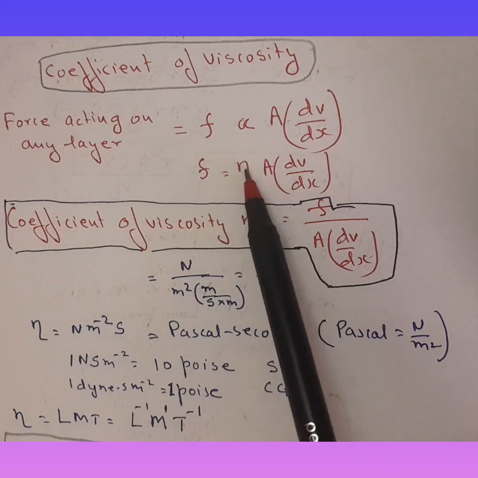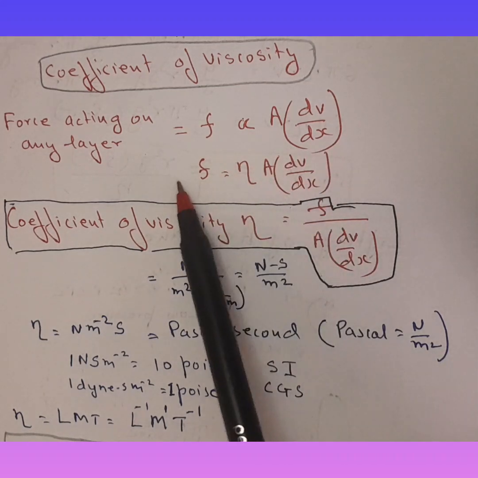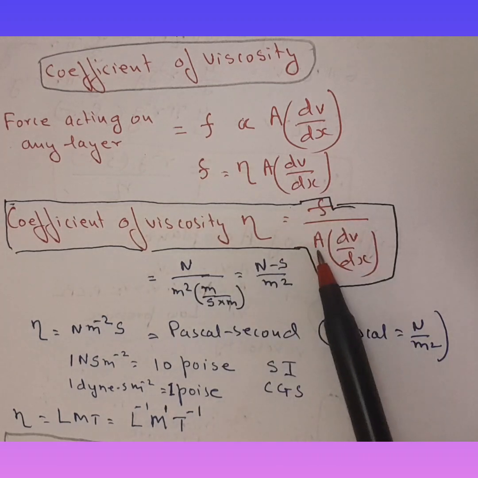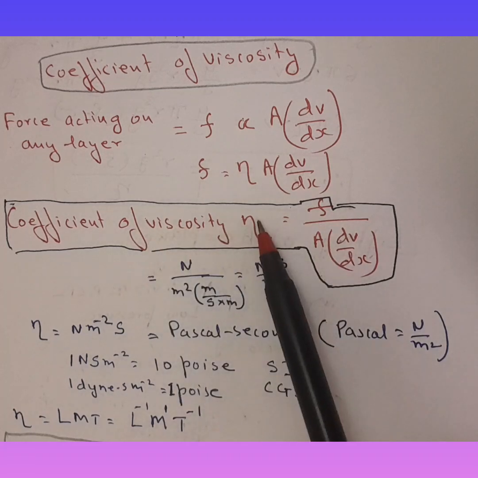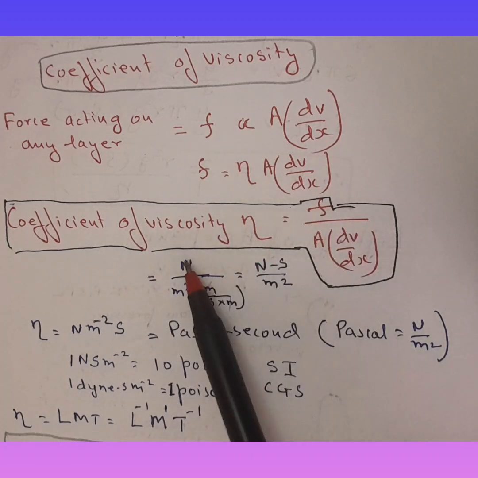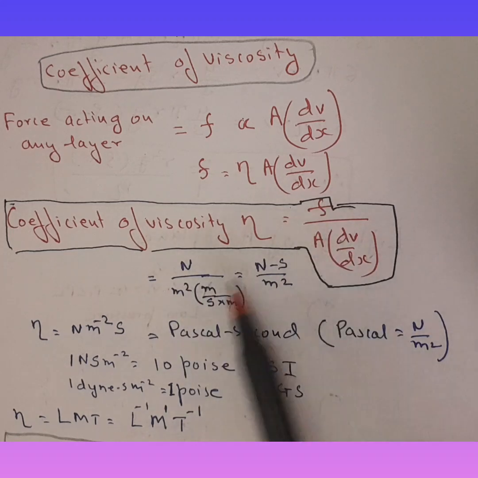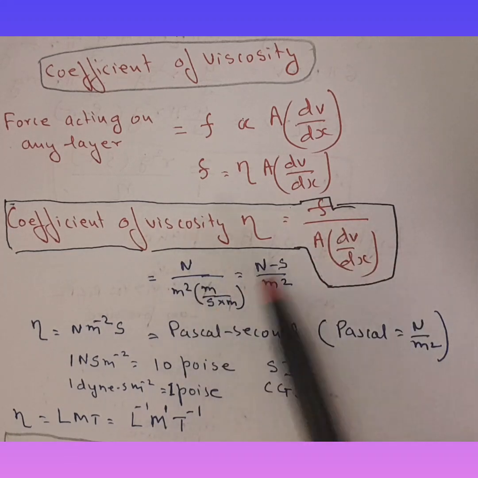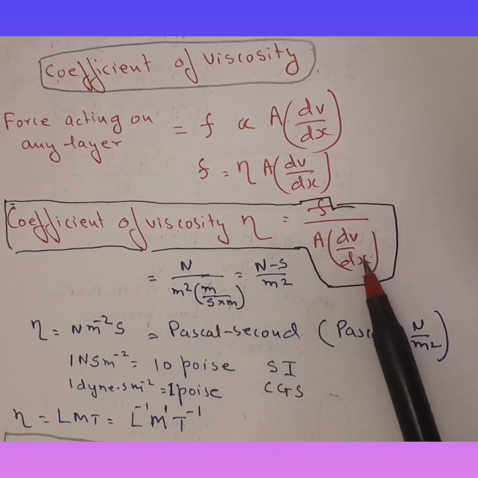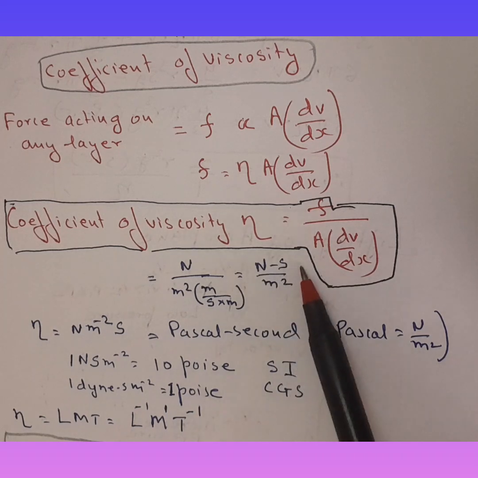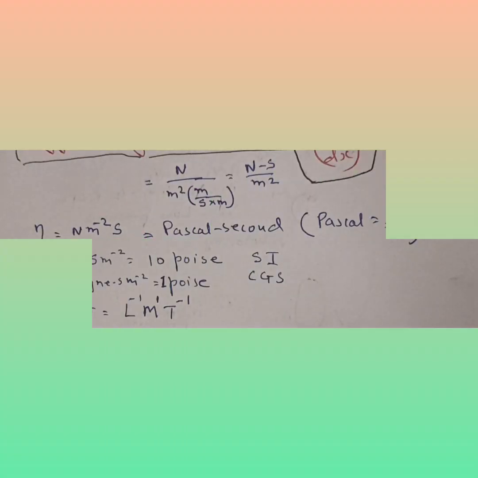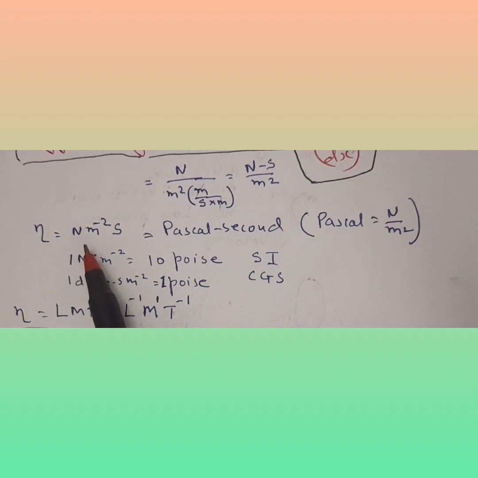Now, if I want to take it in terms of coefficient of viscosity, this goes down here, so it is F over A into dV by dx. That becomes our formula for coefficient of viscosity. We know force is in Newton, area is meter square, dV is meter per second, and x is distance, that is meter. So Newton second per meter square becomes the unit, which is Pascal second.